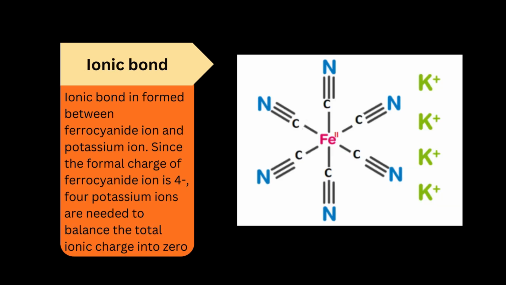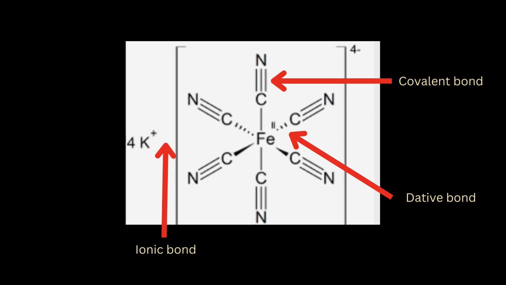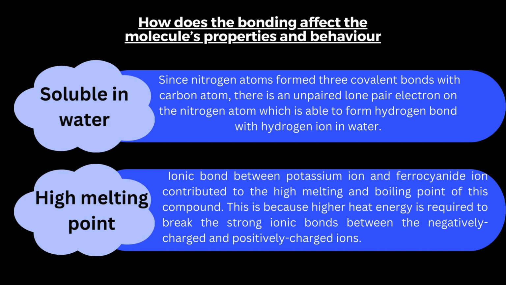The third bond is the ionic bond. Ionic bond is formed between ferrocyanide ion and potassium ion. Since the formal charge of the ferrocyanide ion is 4-, so 4 potassium ions are needed to balance the total ionic charge into 0. So here is the picture of all the chemical bonds that can be found in this molecule. So now I will talk about how does the bonding affect the molecule's properties and behavior.